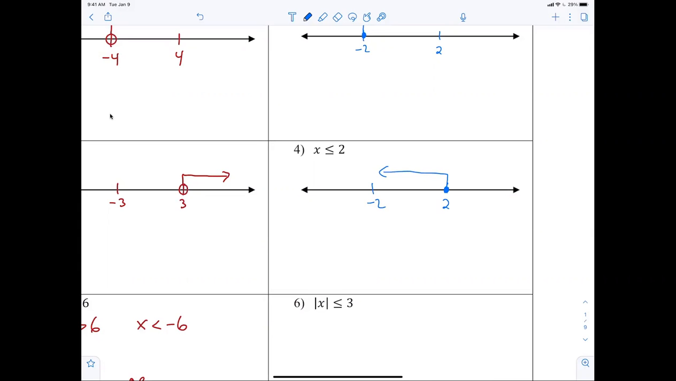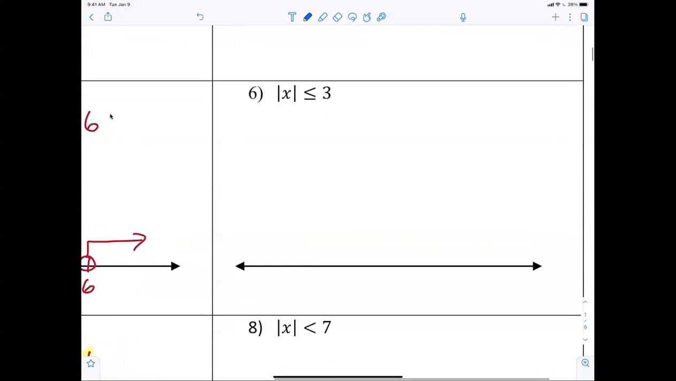Absolute value, how many solutions? How many equations? 2 equations. All right, and some of you are not going to believe me on the test. If you don't write both equations, I can't count it right. So you need to make yourself a note over and over and over. So for number 6, we would say x is less than or equal to 3. Then you would write it, x is greater than or equal to -3.